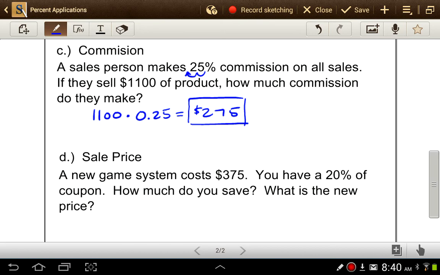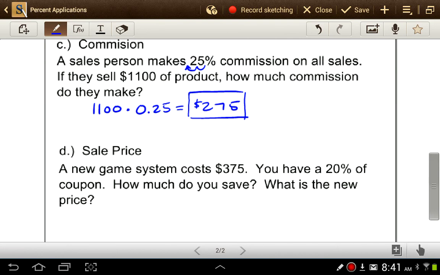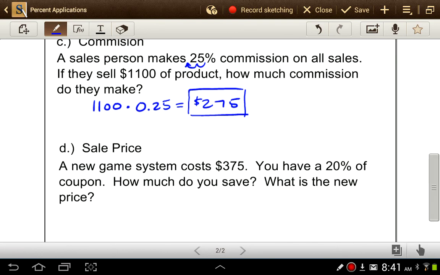Okay? And in D, sale price. This is a good one that you guys might want to know. For sale price, a new game system costs $375. You have a 20% off coupon. How much do you save? What is the new price? Okay, so we're getting 20% off of our original price. I have two questions here, so two answers.